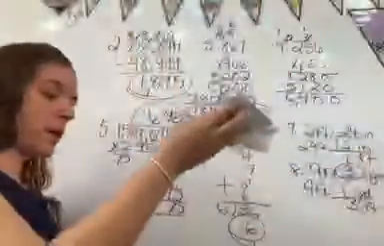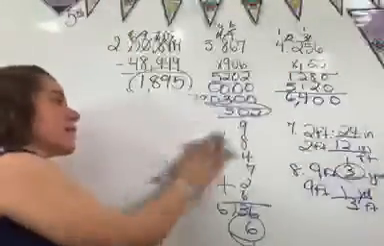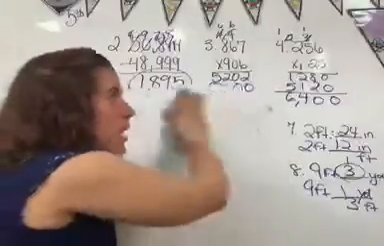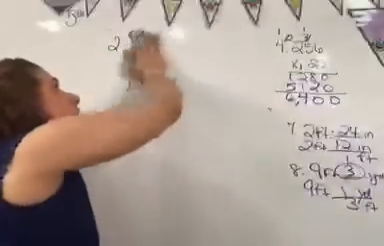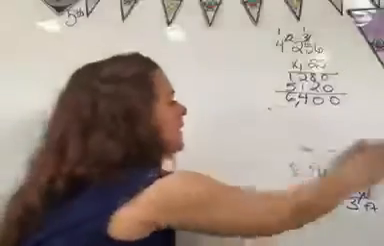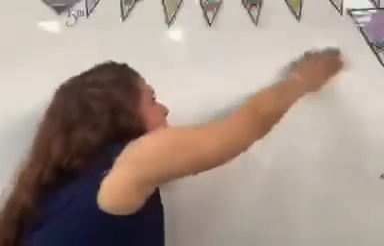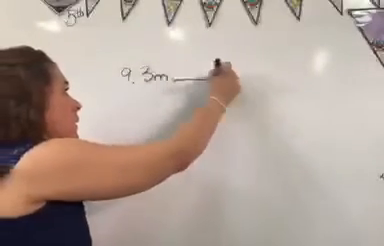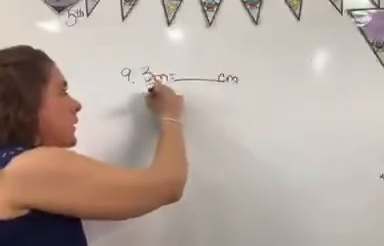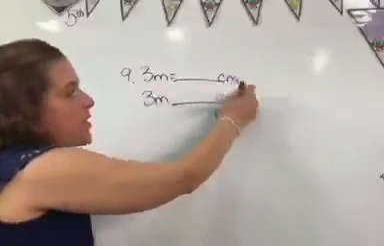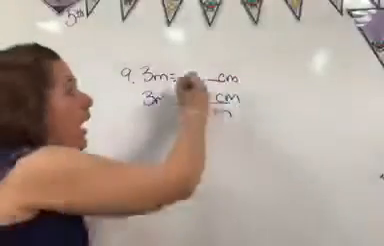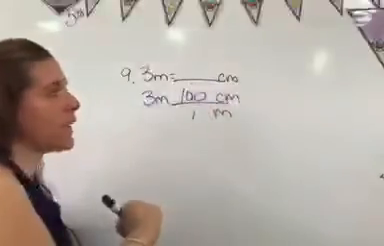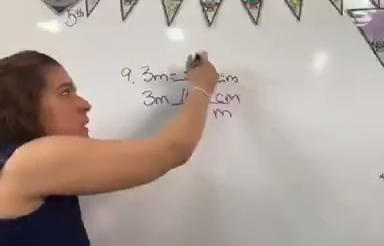It says on number 9 to convert 3 meters into centimeters. The answer is 300. So let me show you how we got that. Let's put our 3 here, put meter on the bottom, put centimeter on the top. How many centimeters are in a meter? 100. Do we multiply or divide? We multiply because they're both on top, so your answer is 300.